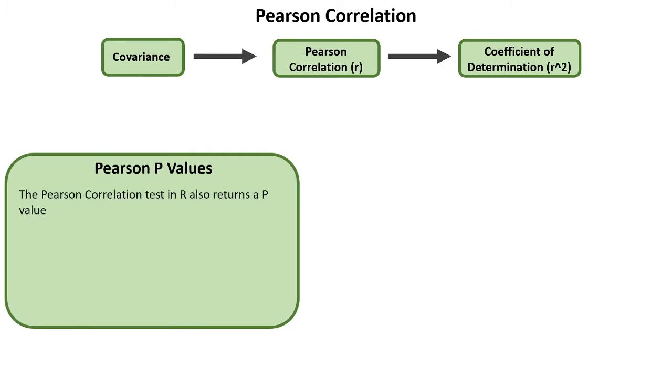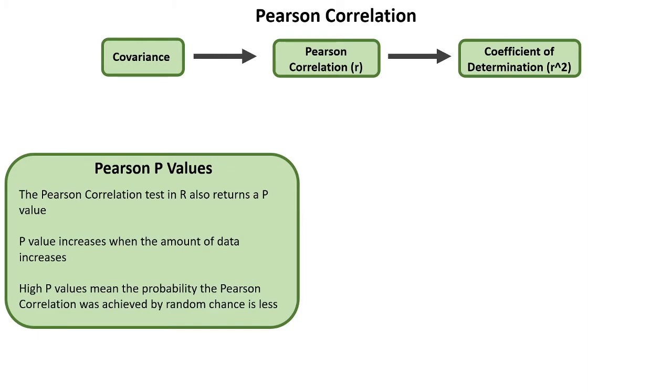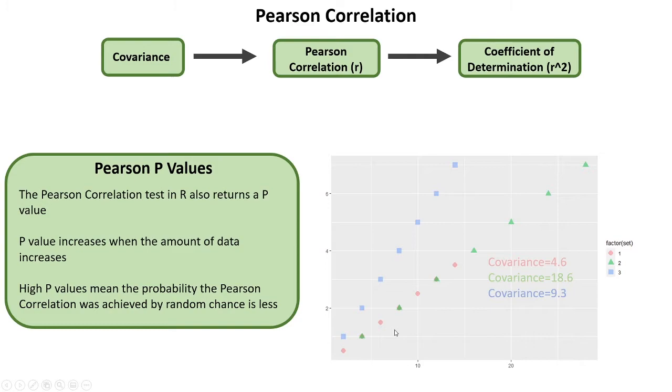Okay, so Pearson correlations also come with p-values. The p-values increase when the amount of data increases, which increases your confidence. High p-values mean that the probability the Pearson correlation was achieved by random chance is less.